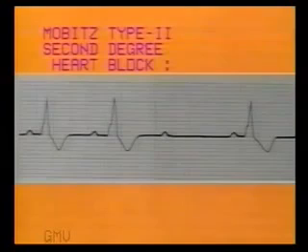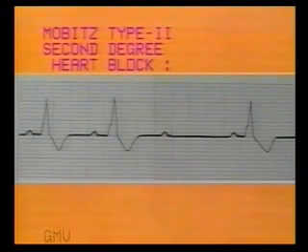Now we come to another type of second degree heart block, that is Mobitz type 2. This ECG shows wide QRS complexes of bundle branch block pattern. They are not ventricular ectopics because each QRS is preceded by a P wave indicating sinus rhythm. But intermittently, a P wave is not followed by QRS complex. So this is second degree AV block. Now measure the PR intervals, especially before and after a pause. They are normal.